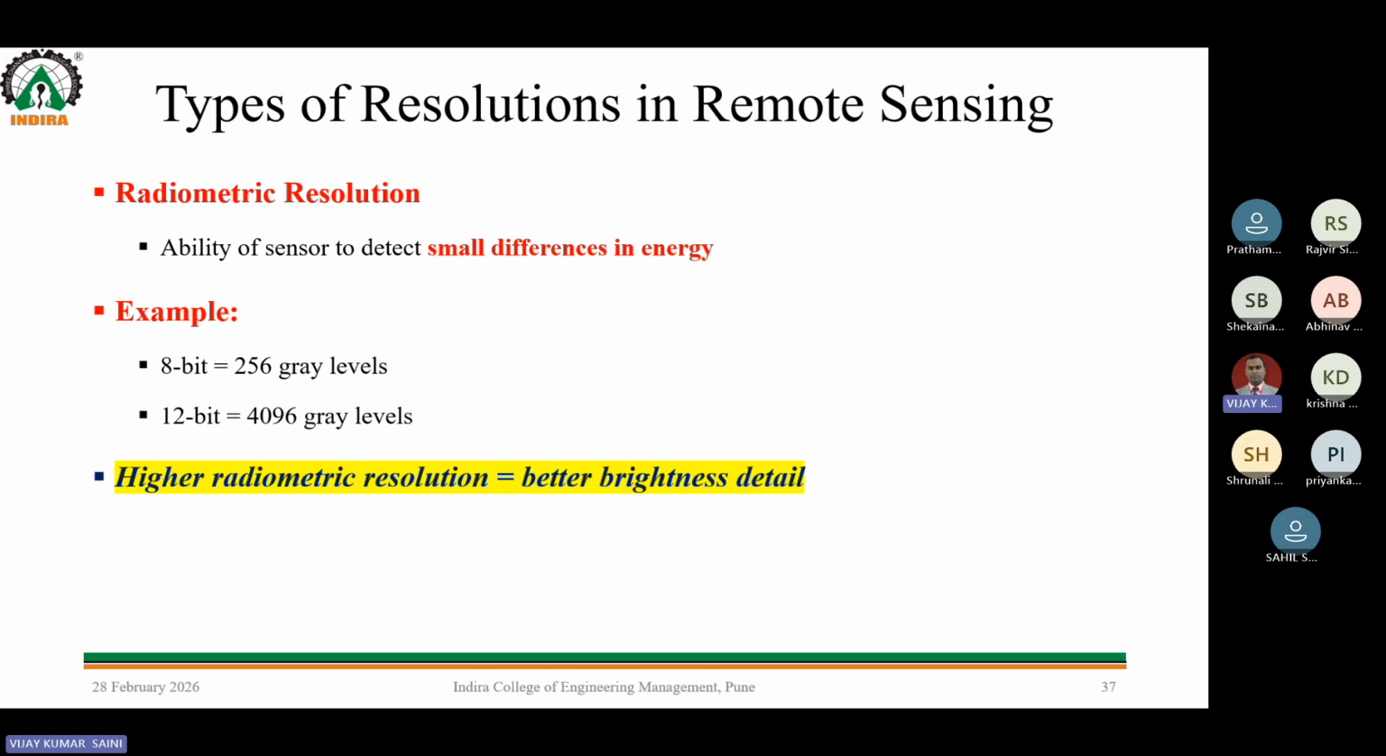Next, in that category, we have the radiometric resolution. Radiometric has the ability to detect small differences in energy. Examples of bit depth are 8-bit and 12-bit. 8-bit and 12-bit have 256 gray levels and 4096 gray levels. So you will get higher resolution when you have better brightness detail. The higher your radiometric resolution, the more brightness detail you get.